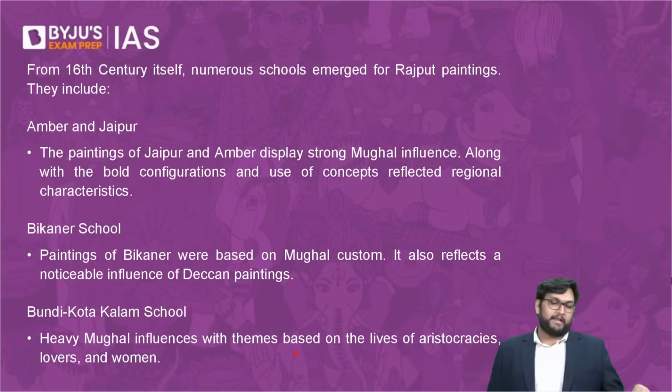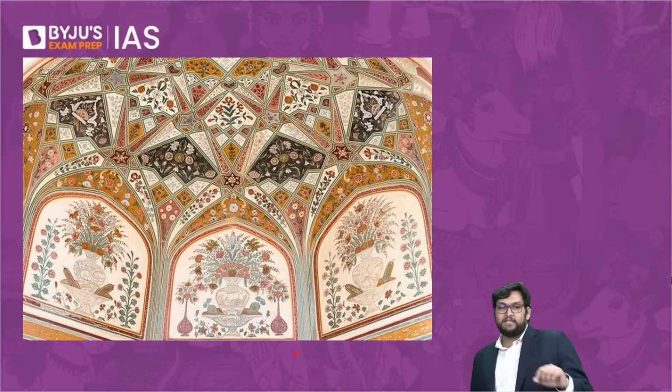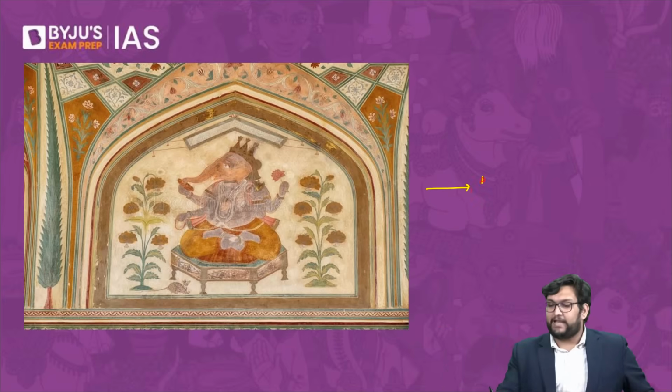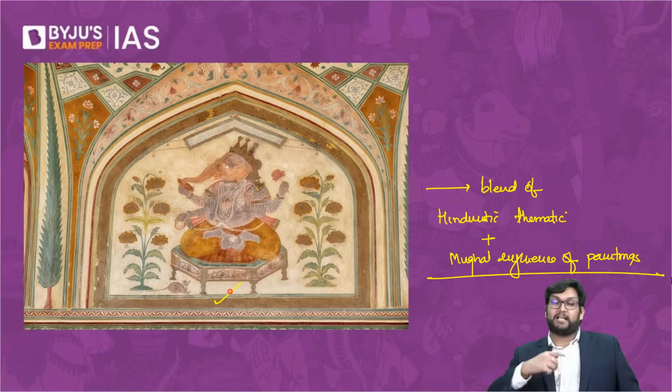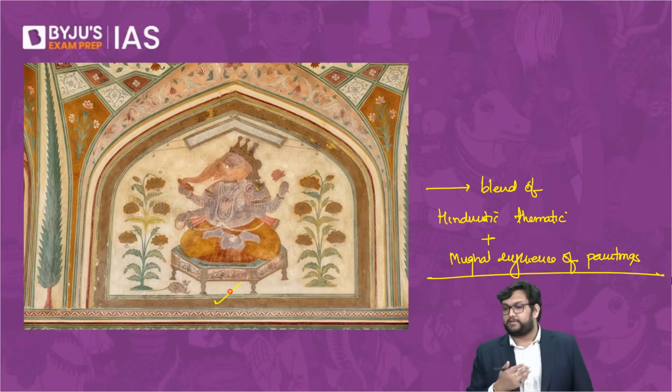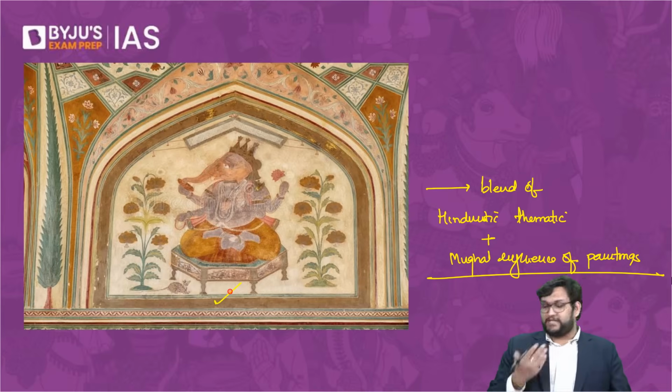Now, when we talk about Amber and Jaipur, you will see that there are two images which are there in the Amber and the Jaipur fort itself. And if you look at this image, you will realize this is a blend of Hinduistic thematic plus Mughal influence of paintings. So you can see how the color scheme is quite Mughal, but it is a representation of Lord Ganesha.